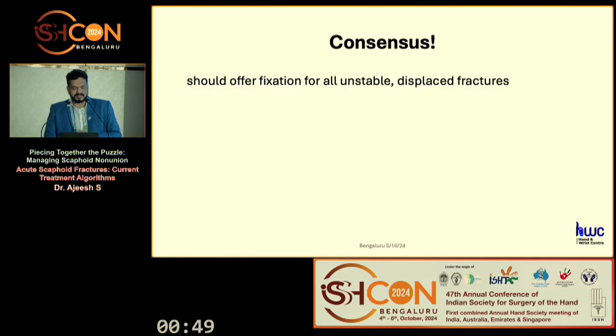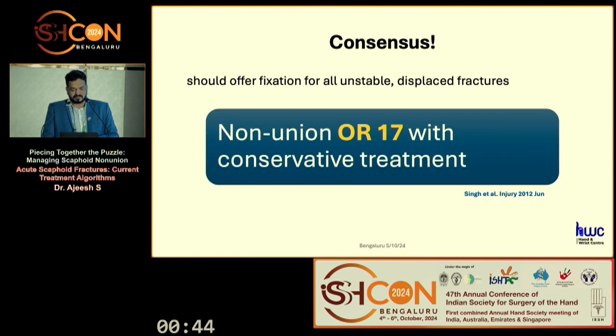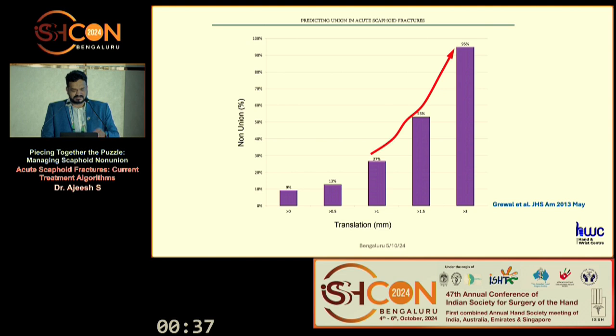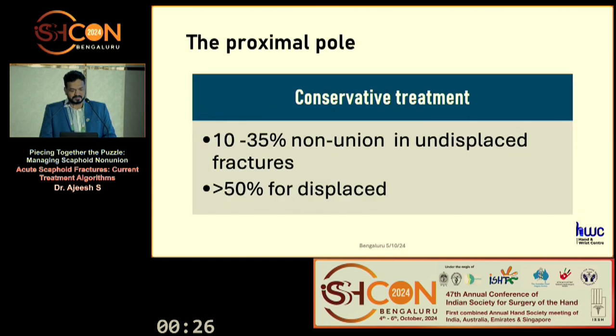So the contention should be that we should offer fixation to all unstable and displaced fractures, because these actually have an odds ratio of about 17 to end up in non-union with conservative treatment. And in other studies, we have seen that for every half mm of increase in displacement, the risk of non-union sort of doubles. So by the time you get more than 1 mm of displacement, we have more than 27% risk of non-union. So in the proximal pole fractures, under the risk factors, greater than 50% of these fractures, if they are displaced, would end up in non-union if you do not operate on them.